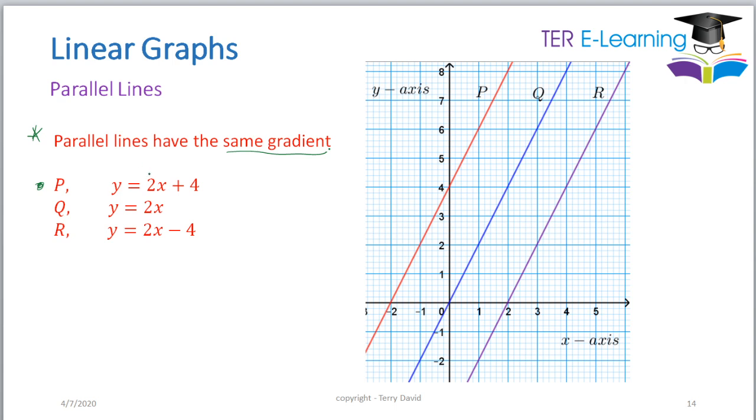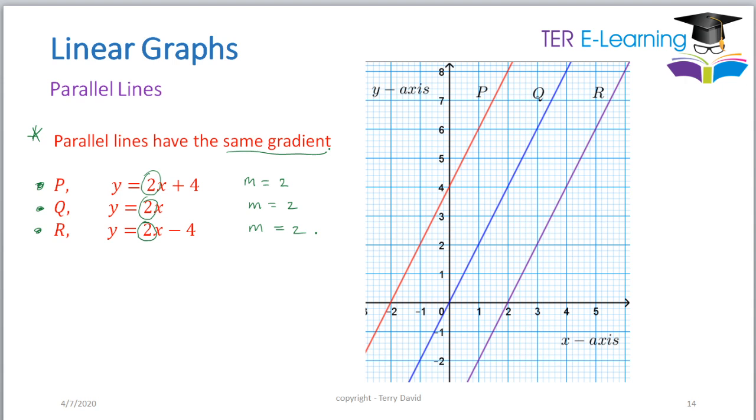So my gradient is actually equal to 2, right? So my gradient m for that line is equal to 2. If we look at the equation for the line Q, which is this one, the equation of the line Q is y equal to 2x. Again, my gradient is equal to 2. So m is equal to 2. In the case of R, my equation is y equal to 2x minus 4. So therefore, my gradient m is still equal to 2, right? So the key point here is that parallel lines have the same gradient.